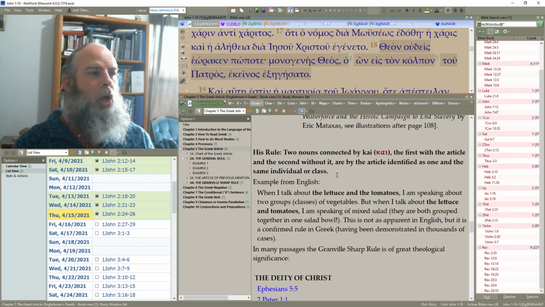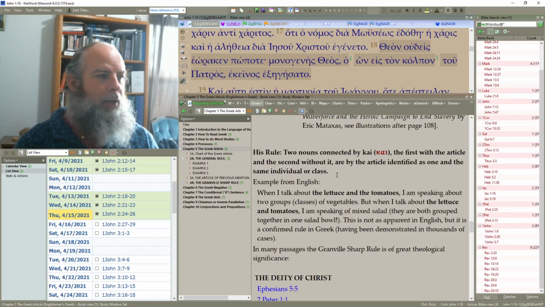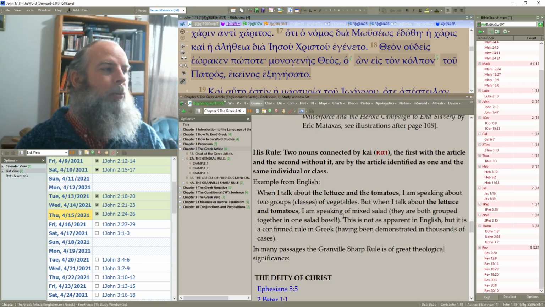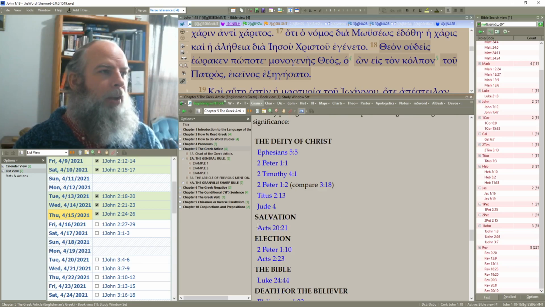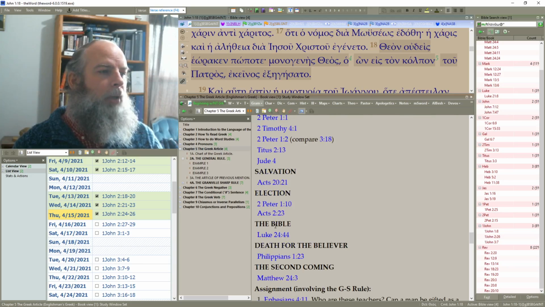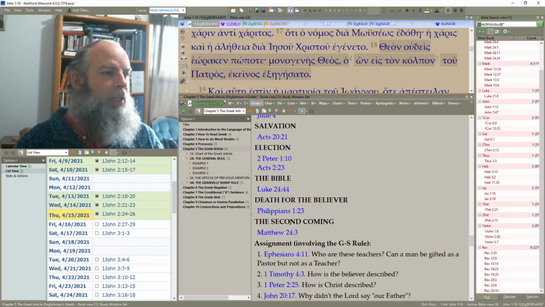Example from English. When I talk about the lettuce and the tomatoes, I'm speaking about two groups, classes of vegetables. When I talk about the lettuce and tomatoes, I'm speaking of a mixed salad. They are both grouped together in one salad bowl. This is not as apparent in English, but it is a confirmed rule in Greek, having been demonstrated in thousands of cases. In many passages, the Granville Sharp Rule is of great theological significance: the deity of Christ, salvation, election, the Bible, death for the believer, the second coming.